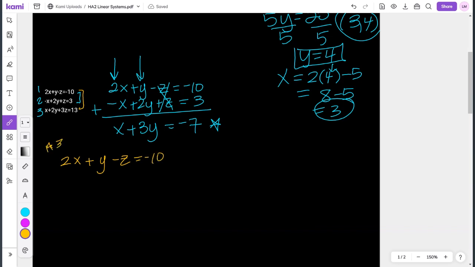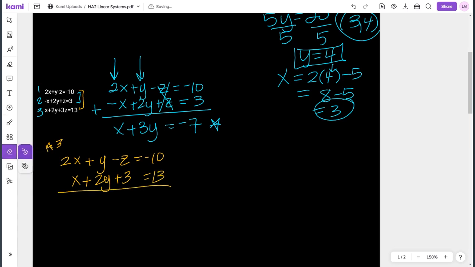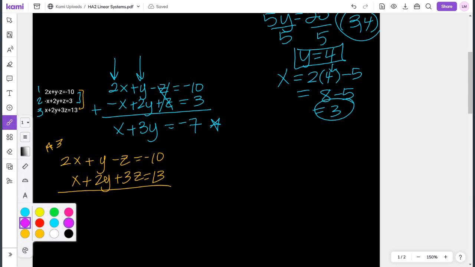So 1 and 3. That says 1 and 3, by the way. Okay, so if I want to get rid of my z's, right now they're not the same number. I don't have negative 1z and positive 1z, but I do have negative 1 and a positive 3. I can multiply equations by anything I want to, just like you did with the substitution method, just like you did with elimination with just 2 equations and 2 variables.